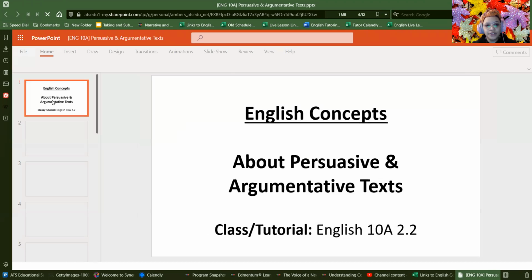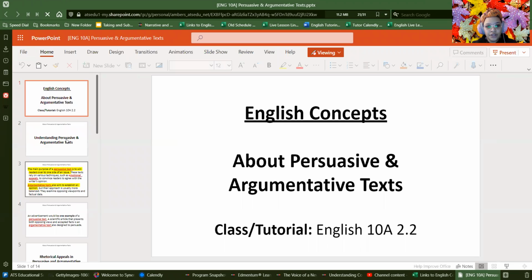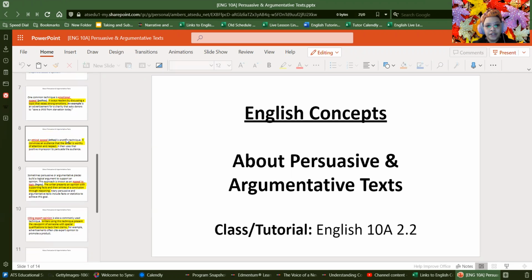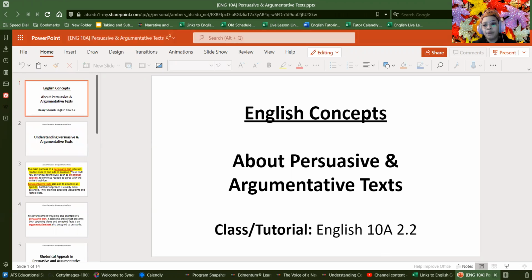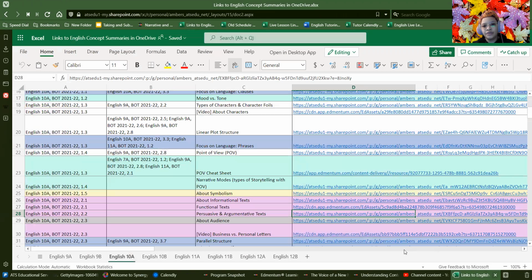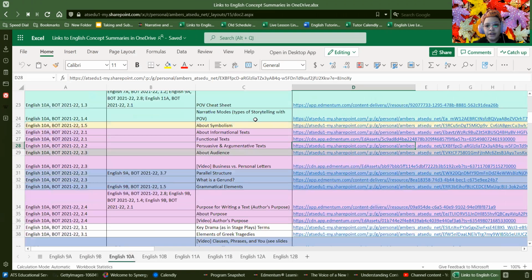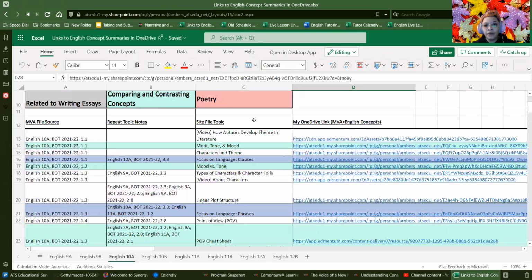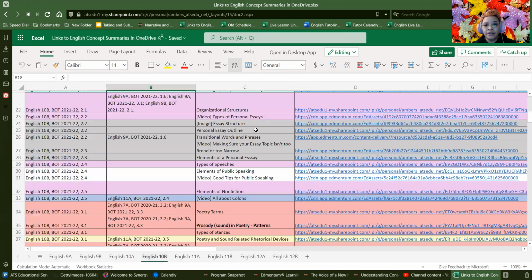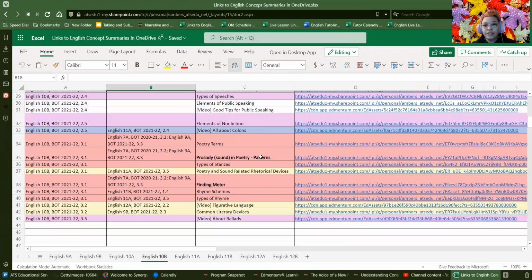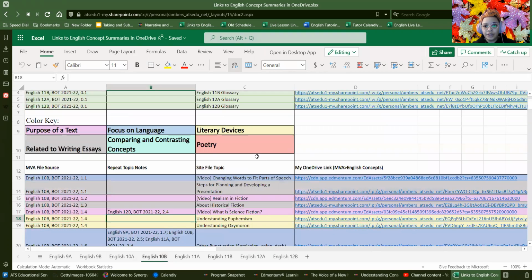Yep, about persuasive and argumentative text. So it tells you about the purpose, different types of appeals, and different parts of an argumentative text. So that's what you want to look at. And there are some other sections in here about arguments and what you should do to build a good argument. Let's see if I can find one of the other ones.